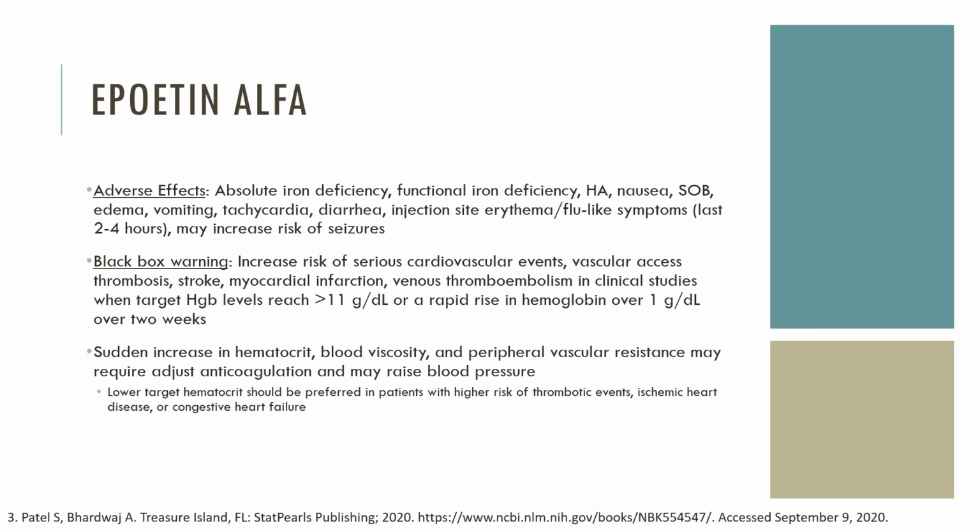When administering Epoetin alfa to a patient, you want to consider monitoring side effects and to note the black box warning on this agent. Three of the big side effects I wanted to mention were absolute iron deficiency, which is a decreased ferritin level with low transferrin saturation, and functional iron deficiency, which is normal ferritin level with low transferrin saturation. This is due to the fact that Epoetin alfa actually tells your body to use the iron storage to produce more red blood cells.